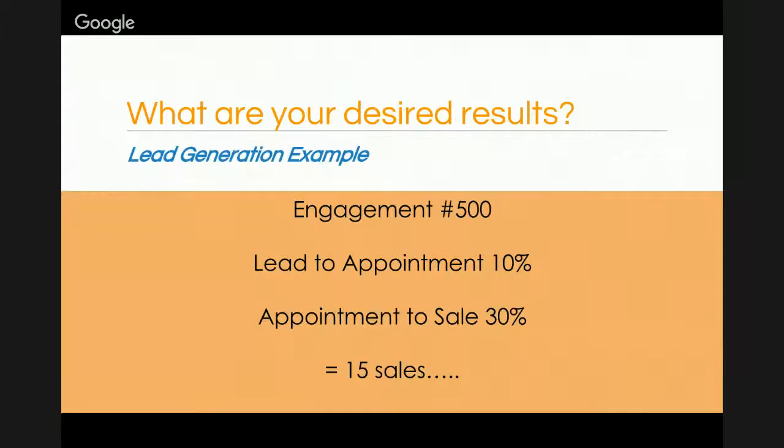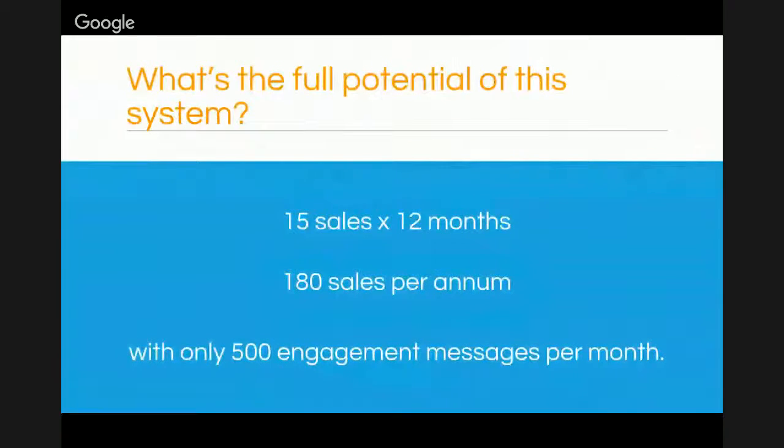You're getting 15 sales, and that can be in the course of a month. So if you times that by 12, you're getting 180 sales per annum with only 500 engagement messages per month. So you can really see the full potential of the system. And after 6 months, you may decide to do twice as much and send 1,000 engagement messages, and you really scale your business. And there's not really any limitation to the number of prospects you can attack on LinkedIn.